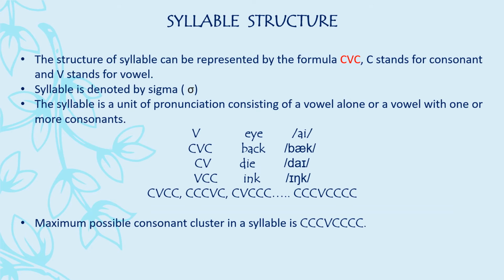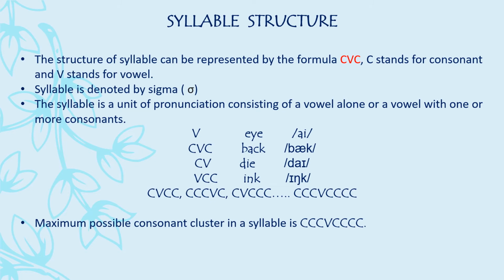Now that you understand the term syllable, let us look at the structure of syllables. The structure of syllable can be represented by the formula CVC, where C stands for consonant and V stands for vowel. A vowel is a necessary part of a syllable. Each syllable will definitely have a vowel, and it may or may not have consonants preceding and following the vowel sound. The syllable is denoted by sigma.